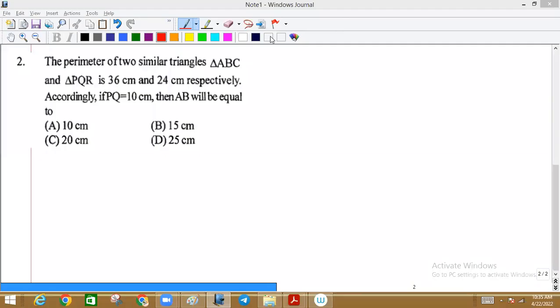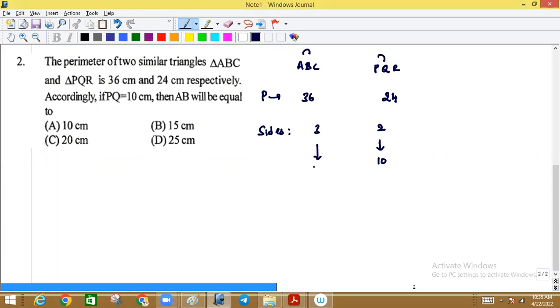The perimeters of the two similar triangles ABC and PQR are 36 and 24. Right? Sides, what is the ratio? 3:2. If PQ is 10, what is AB? 2 fives are 10, 3 fives are 15.